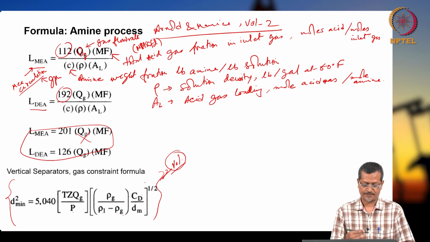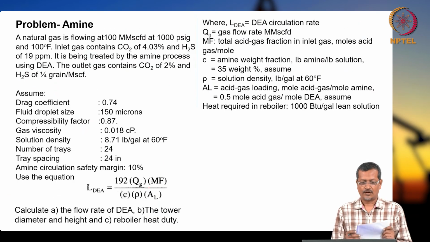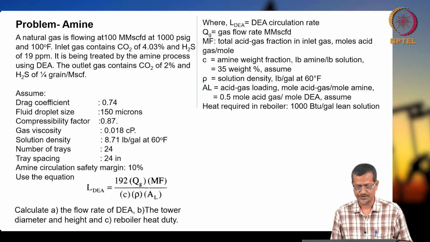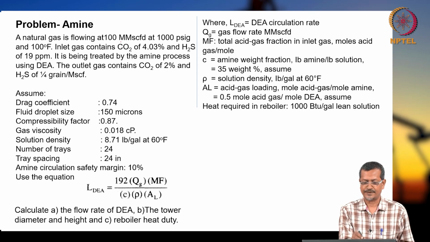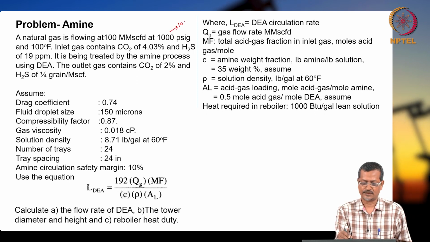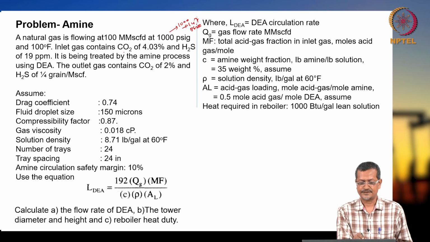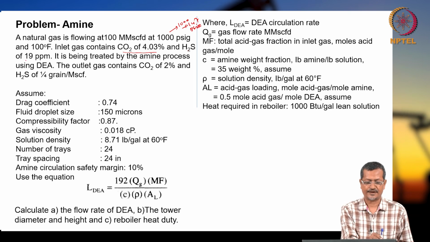The derivation and some problems I think we have solved in previous lectures, so you can go through them for this formula, okay. Now the problem for amine treating used for the gas sweetening process. You see the problem: natural gas flowing at 100 MMSCFD at 1000 psig. Since psig is given, if you want to convert to psia, add 14.7, okay. Inlet gas contains carbon dioxide 4.03% and H2S 19 ppm.